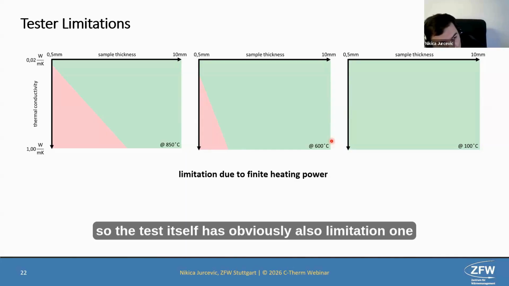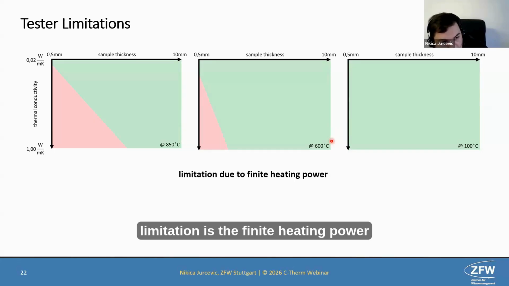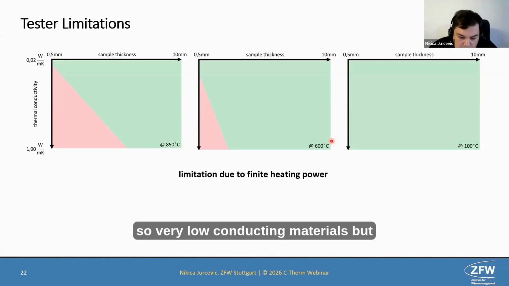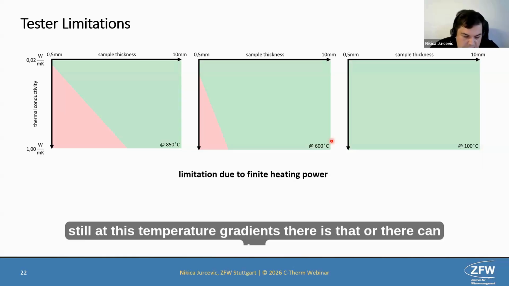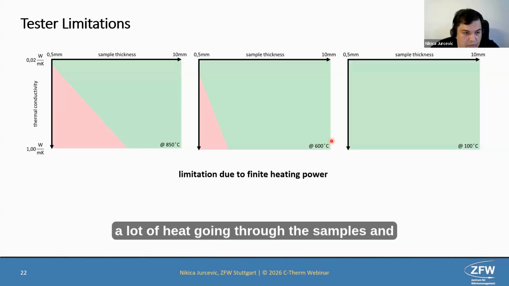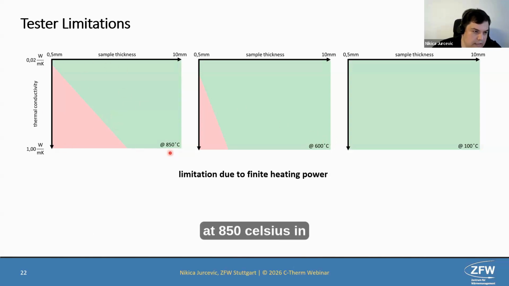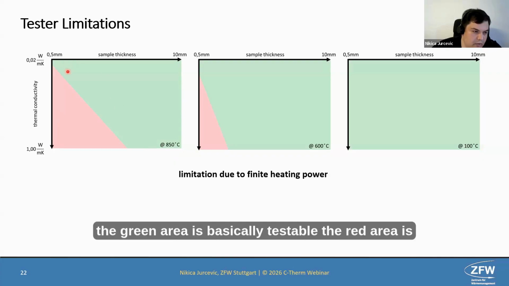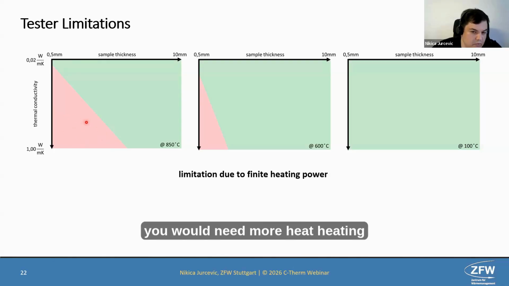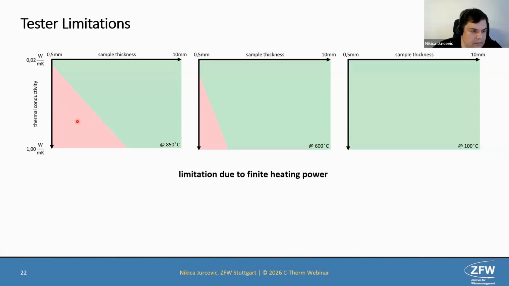The tester itself obviously also has limitations. One limitation is the finite heating power. Even with very low conducting materials, at these temperature gradients there can be a lot of heat going through the samples. This is what I try to show with these graphs here. At 850 Celsius, the green area is basically testable. The red area is where you would need more heating power to be able to test.